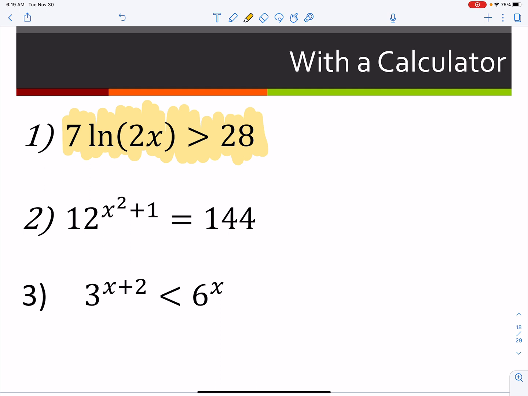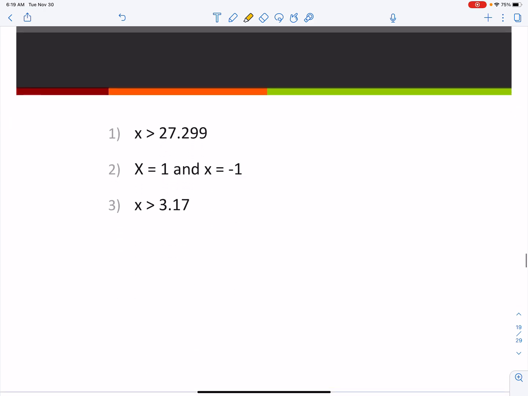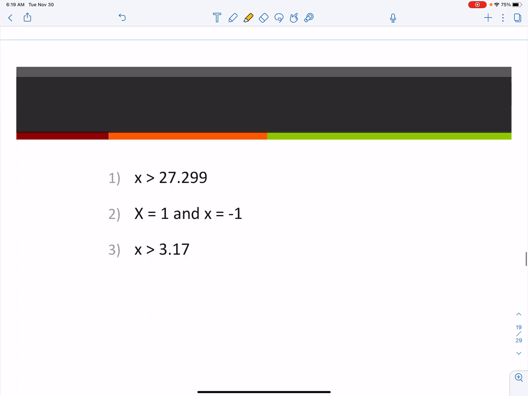If you haven't paused, I need you to pause because these are going to be the ones that are worth the most on the test. If you have, here are the answers. X is greater than 27.299. Number 2, the answer is 1 and negative 1. That one has 2 answers. And then on the last one, X is greater than 3.17.